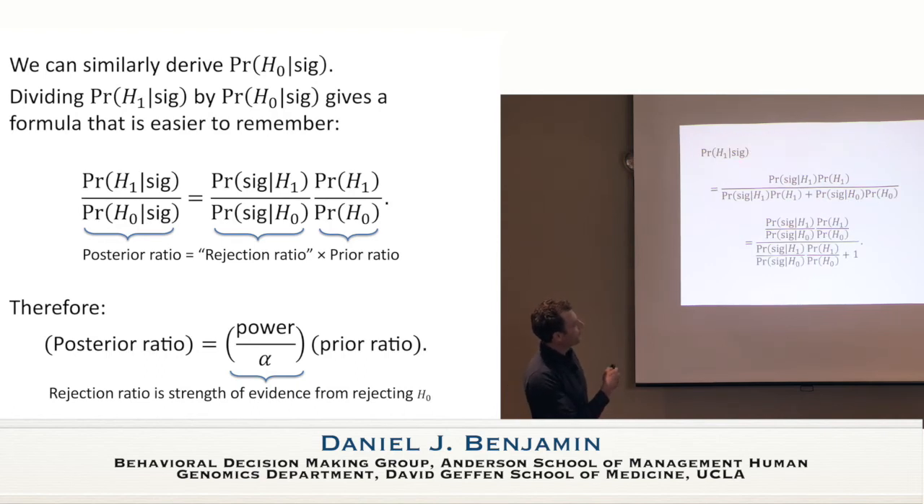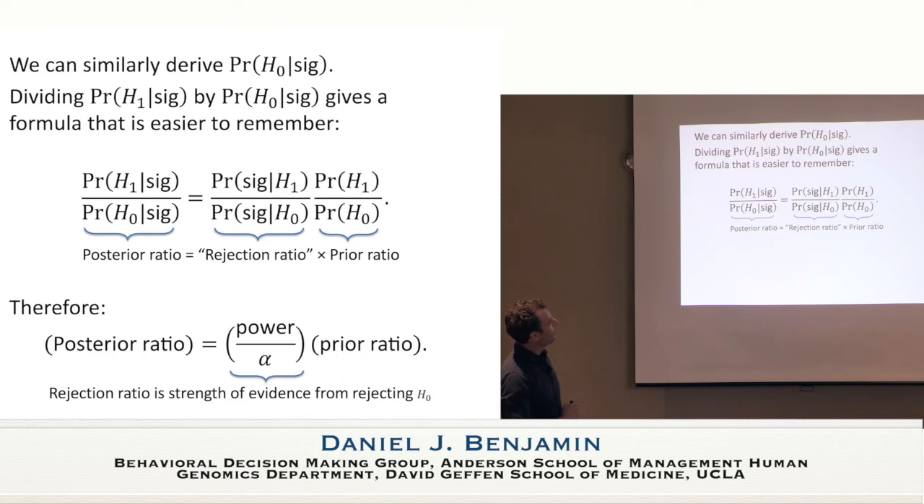We can go through the same exercise to get the probability of H0 given significant, and then divide one by the other, and that gives us an easier formula to remember. The probability of there really being an effect given significant, divided by the probability of no effect given significant, you could think of as the posterior ratio. This is the relative likelihood that there really is an effect relative to no effect, given that we have a significant finding. It's the product of two terms. One is the relative likelihood of getting a significant result when there really is an effect relative to no effect, times the ratio of the prior probabilities of an effect to no effect.